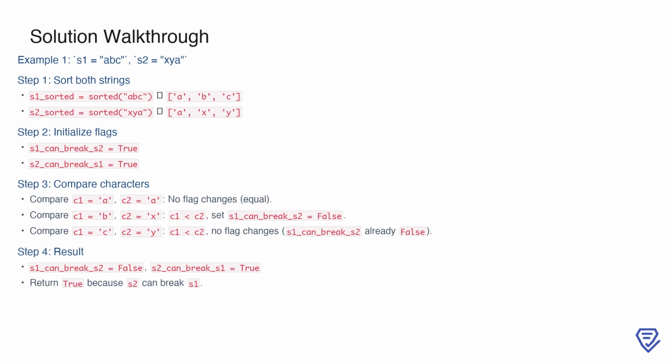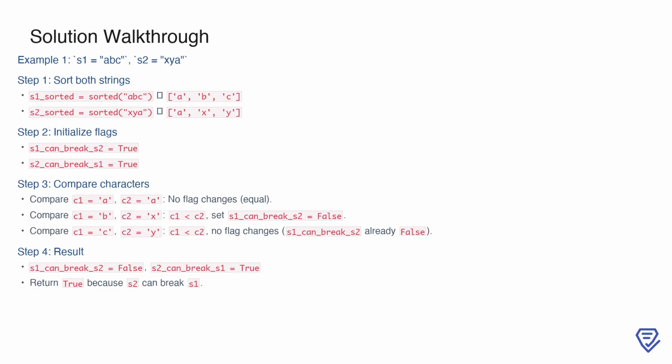For the example where S1 is ABC and S2 is ZAY, sorting them gives S1_sorted as A, B, C, and S2_sorted as A, Y, Z. Next, we initialize two flags, s1_can_break_s2 and s2_can_break_s1, both set to true initially. These flags will help us track whether one string can consistently break the other.